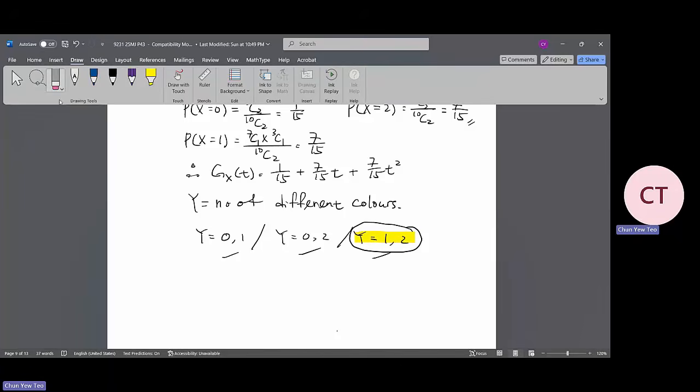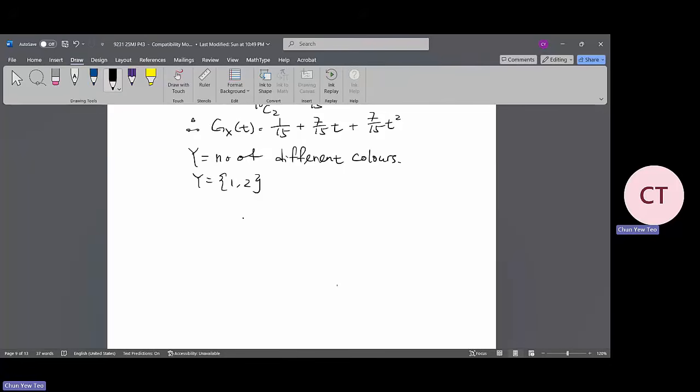But you can see the remark in the mark scheme, they actually allow these two, we consider these two as special cases. So this special case and this special case can both be accepted. So we follow the main one. The main one over here, our y is actually 0, 1 and 2: one different color and two different color.